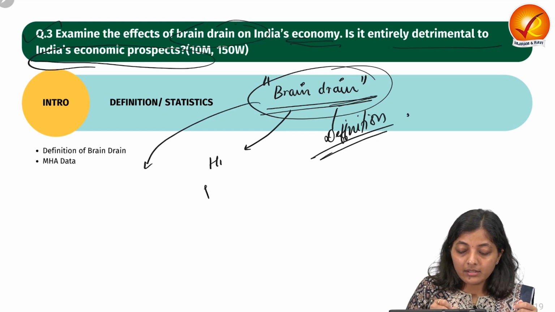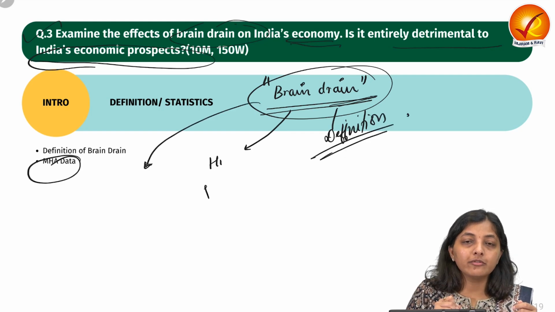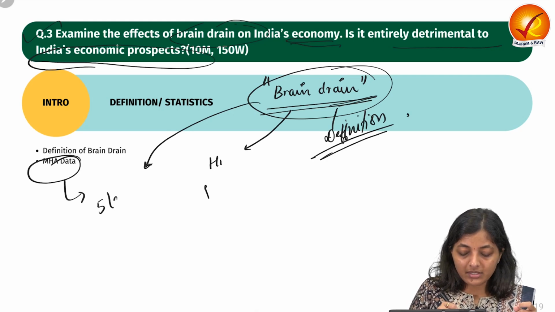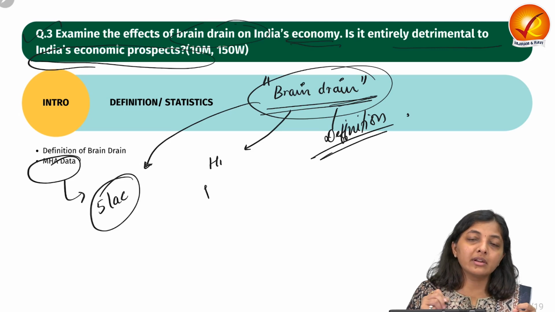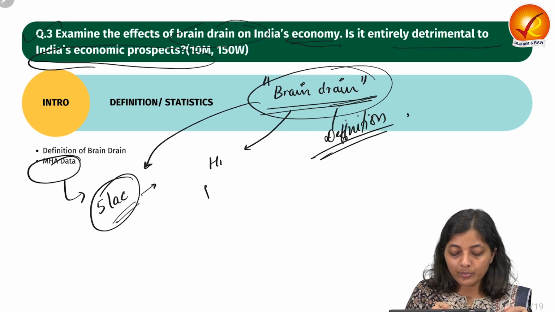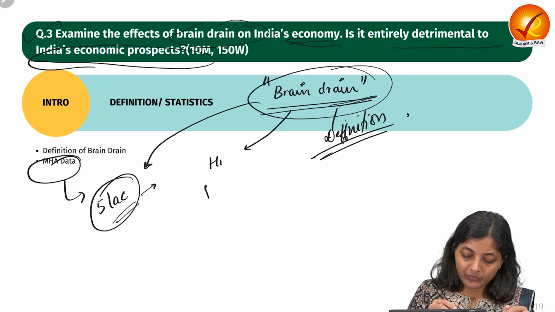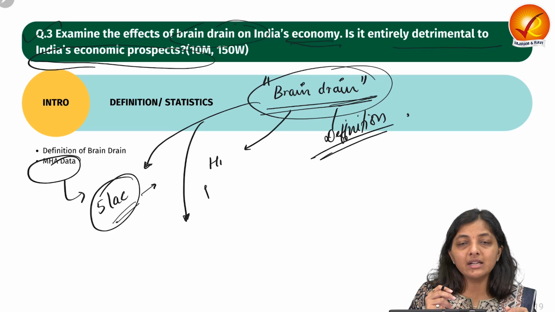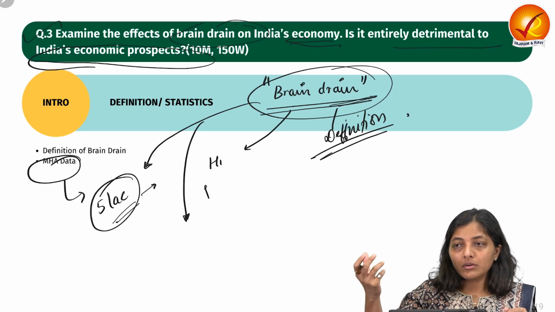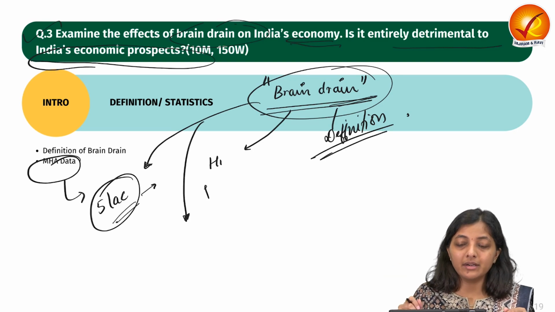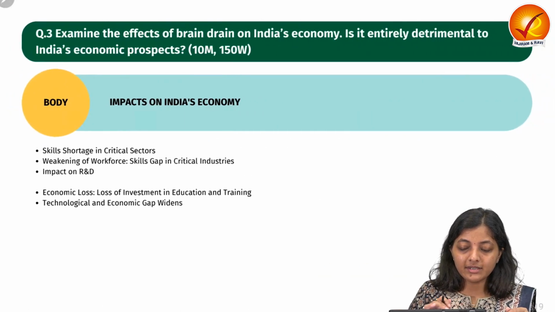You can also write some data: according to the Ministry of Home Affairs, in approximately 5 years, approximately 5 lakh people have renounced their citizenship and acquired foreign citizenship so as to settle permanently there. It means this is a proper case of brain drain from India. You can also write that these highly qualified or skilled people are now contributing to other economies for their well-being or prosperity. So this way you can start the introduction.